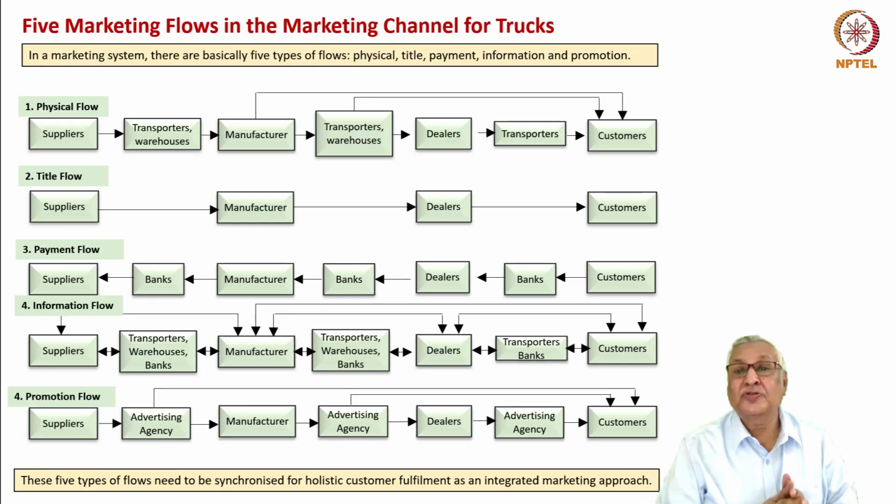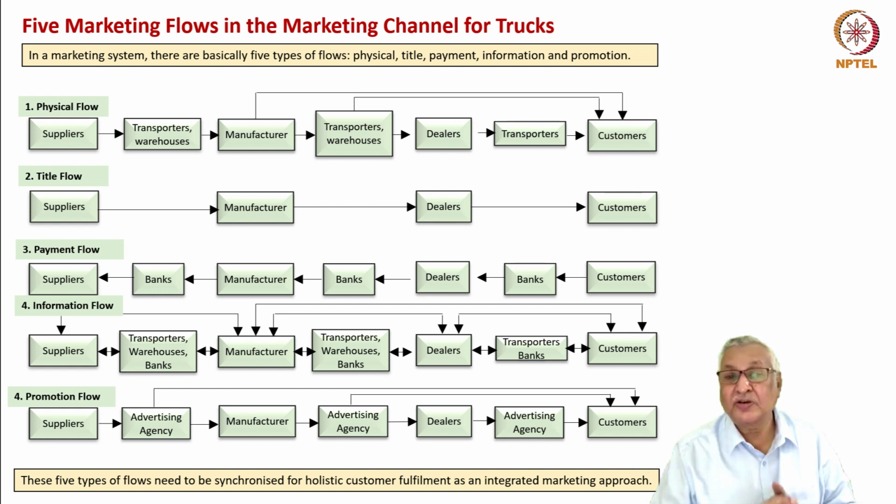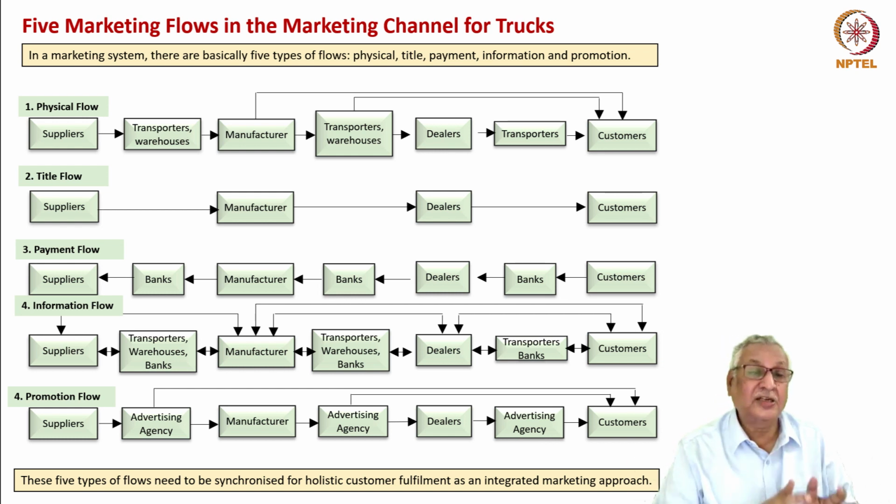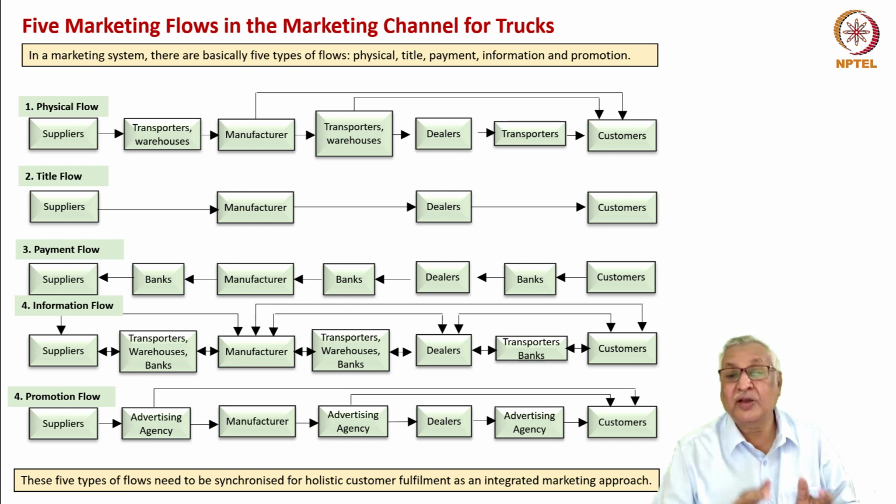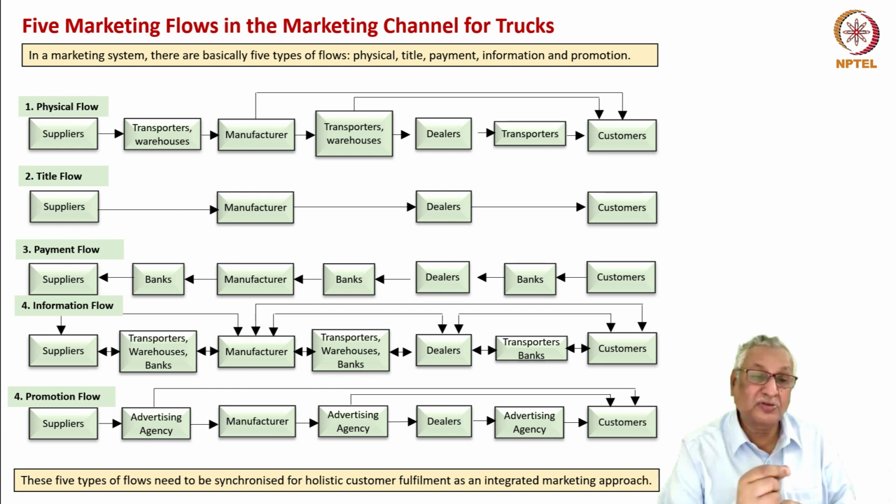There are five marketing flows in marketing channel. As an example, I take the example of trucks. The first is the physical flow. Suppliers, transporters, warehouses, manufacturer, again transporters, warehouses, dealers of vehicles, transporters and customers. But the title moves from suppliers to manufacturer and from manufacturer to dealer and dealer to customers. In some cases, dealers are circumvented and the title goes straight to customers. The payment flow moves from customers to banks to dealers to banks to manufacturers to banks and suppliers.